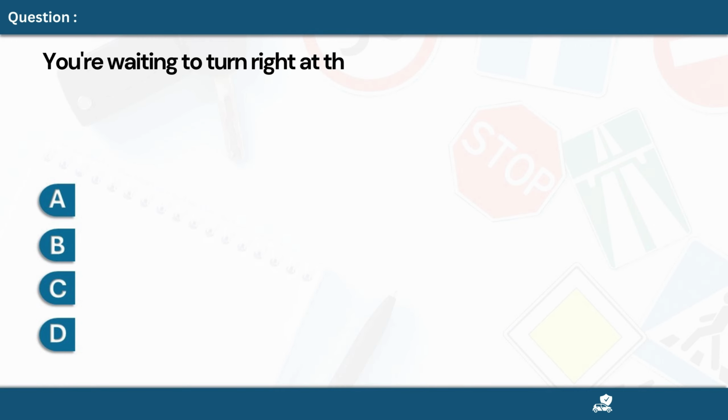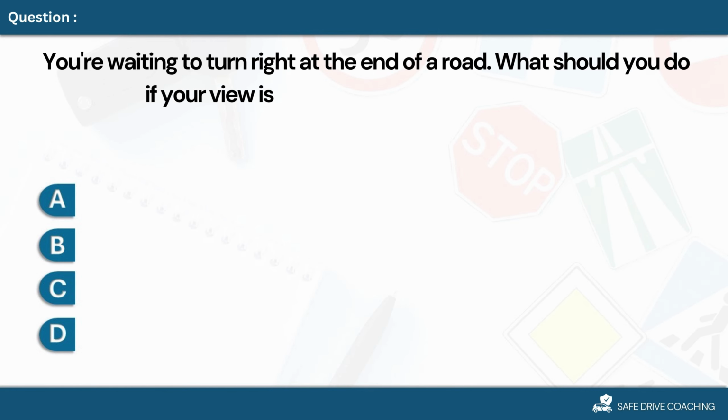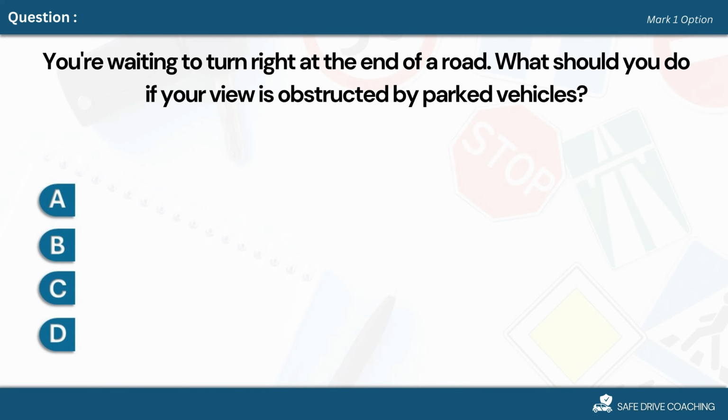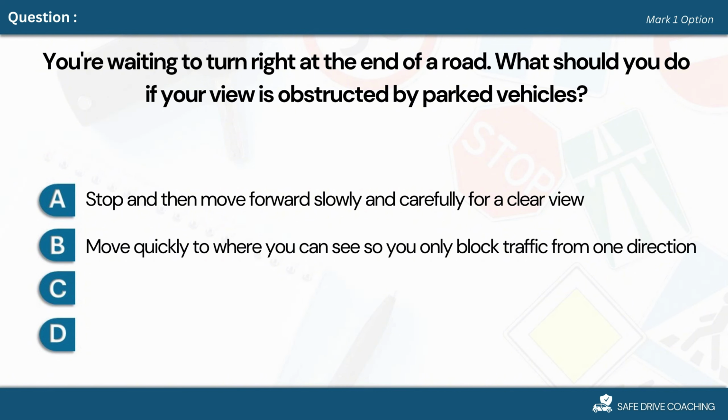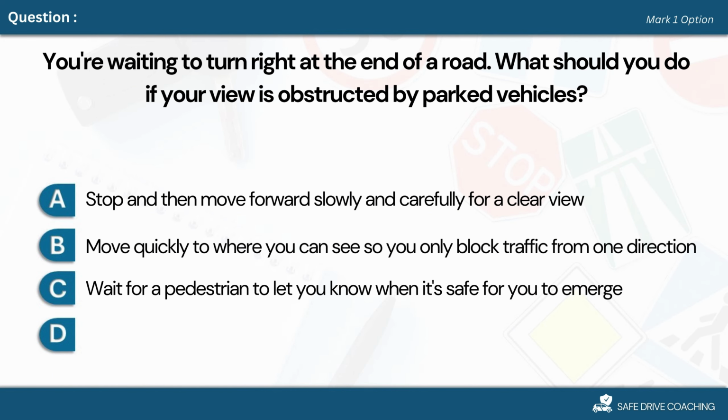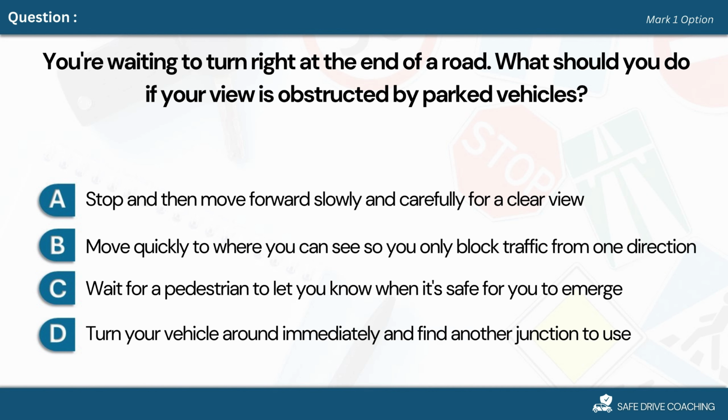You're waiting to turn right at the end of a road. What should you do if your view is obstructed by parked vehicles? A. Stop and then move forward slowly and carefully for a clear view. B. Move quickly to where you can see so you only block traffic from one direction. C. Wait for a pedestrian to let you know when it's safe for you to emerge. D. Turn your vehicle around immediately and find another junction to use.